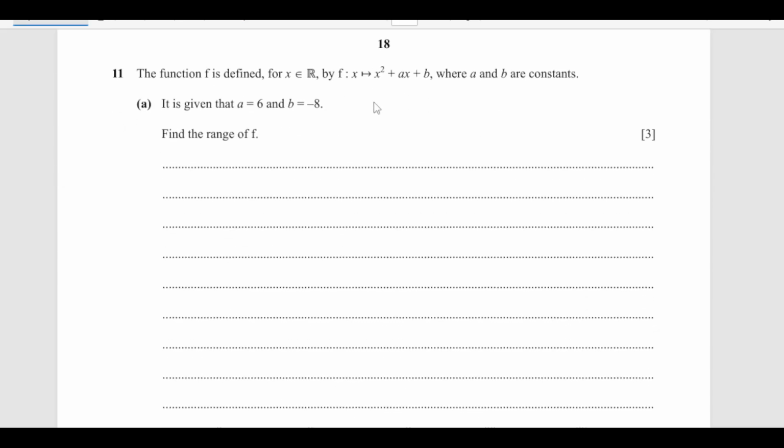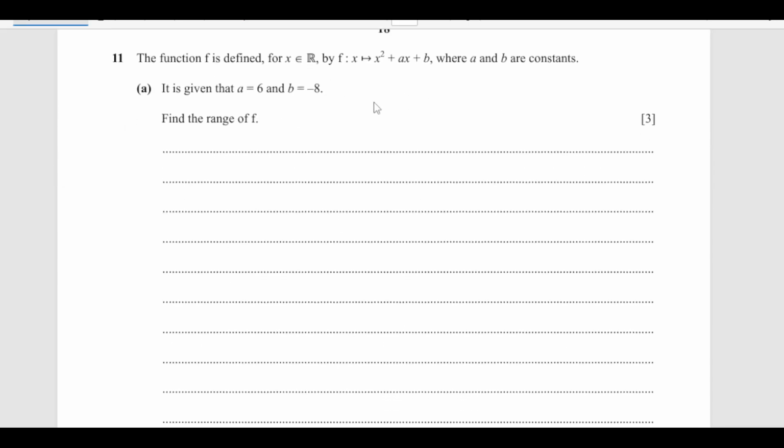Number 11 is a question from functions. The function f(x) is defined by this, where a and b are constants. It is given that a is 6 and b is negative 8. So, f(x) is x squared plus ax plus b. Then we have f(x): a is 6, right, so x squared becomes plus 6x, and b is negative 8, so it will become negative 8. Okay. So, now the question is to find the range.